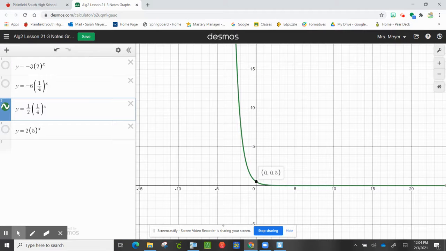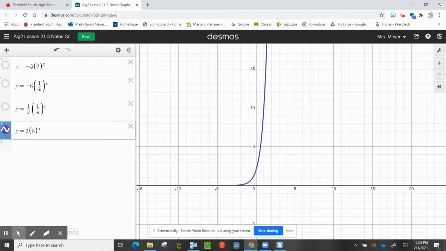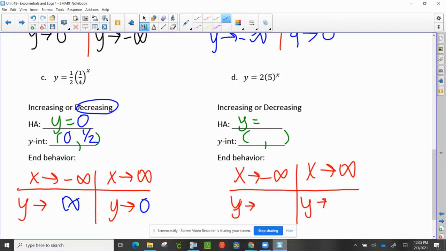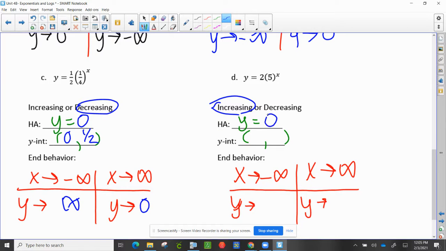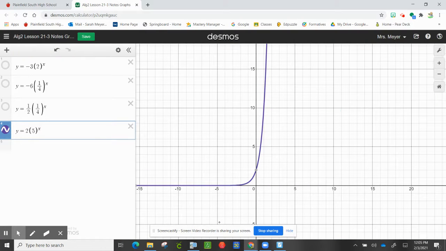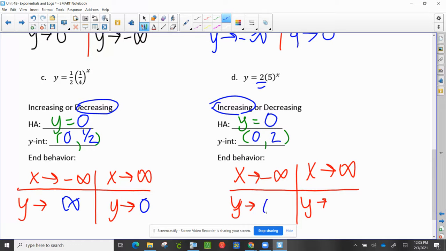Okay. Our last function here, let's turn this one on, 2 times 5 to the x power. This one is also increasing. It's getting bigger as it moves from left to right. Our asymptote, again, was at 0. We could see it's starting to level off at the x-axis, so same thing as all the other ones. My y-intercept is at (0, 2). And again, the end behavior. So what's the left side doing? It looks like it's headed towards our asymptote. The right side is going up forever. So the left side's approaching 0, the asymptote. Right side is headed towards positive infinity.